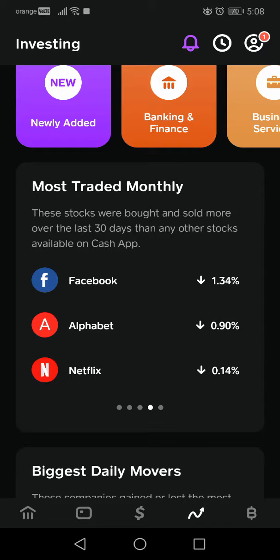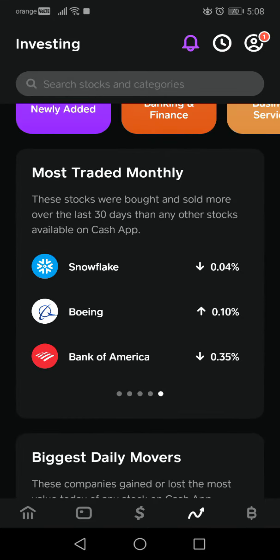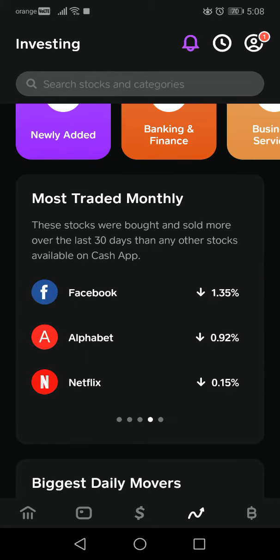Alphabet is actually the mother company of Google, YouTube, and all of their businesses. The fifth group is Snowflake, Boeing, and Bank of America. And yeah, that's it. These are the five groups, the 15 top traded stocks on the Cash App. But I think the Cash App is a pretty good representation of the stock market.